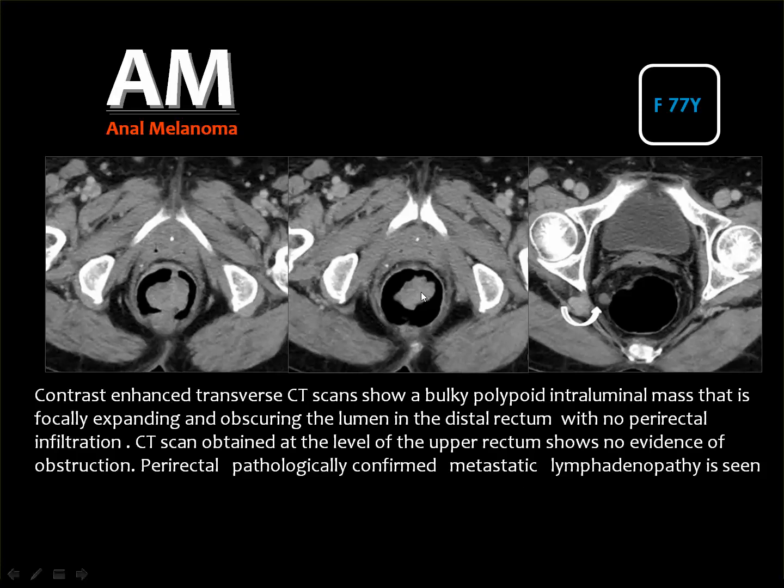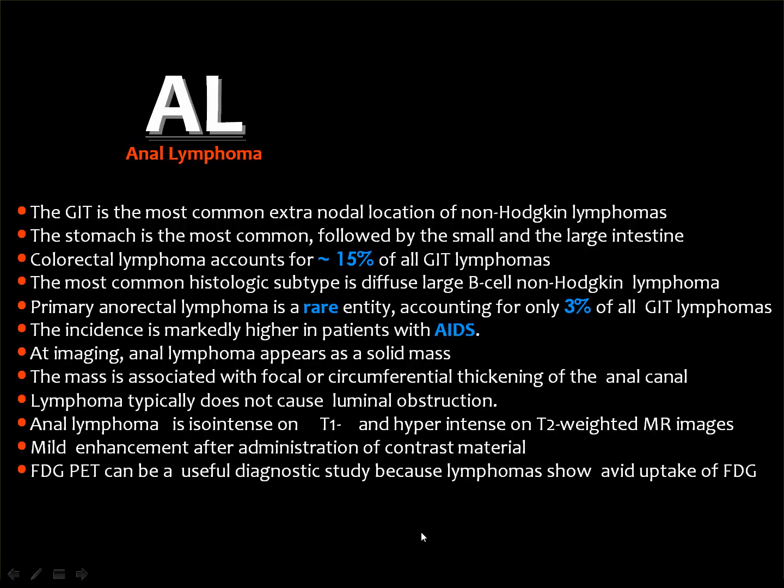But this arrow points to a pathologically enlarged lymph node here, and the lesion was confirmed by surgery. Then we came to the lymphoma, and the lymphoma of the GI.